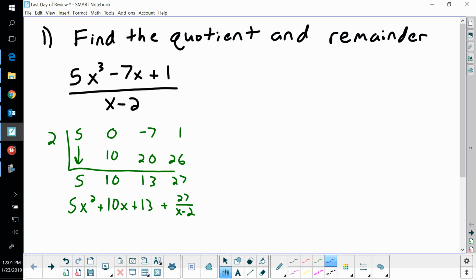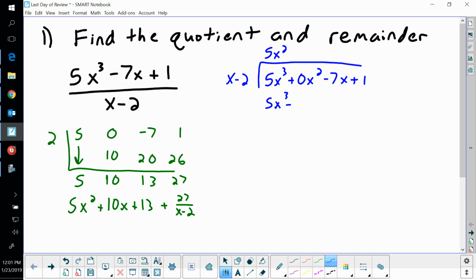Now, the other method is our long division. So on the outside, we will put exactly what's on the bottom, the x minus 2. On the inside, we've again got to watch out for anything missing. So we'll have 5x cubed, plus 0x squared minus 7x plus 1. We need to ask ourselves what times x gives us 5x cubed. Well, that would be a 5x squared. We'll multiply that through to both, and we'll get 5x cubed minus 10x squared.